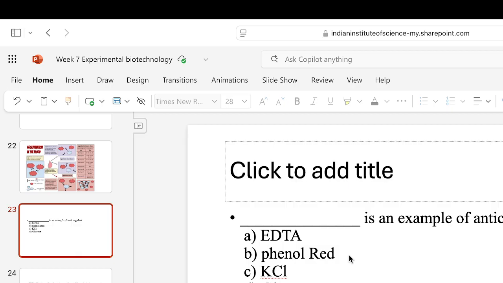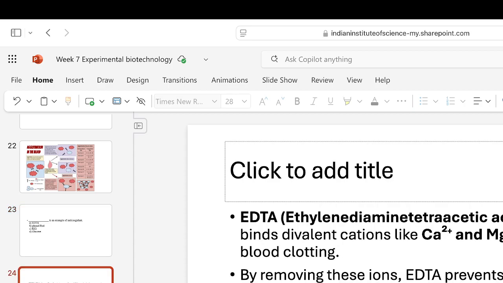So, among these four, EDTA is the one that can strip off this calcium ion. Phenol red is a pH indicator. Glucose has nothing to do with any of these. So is KCl. Right.